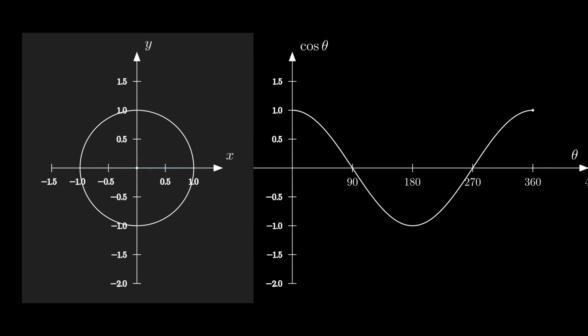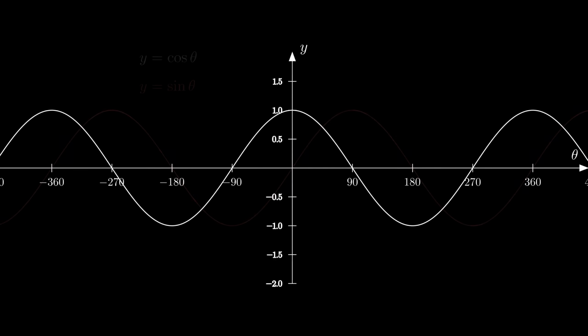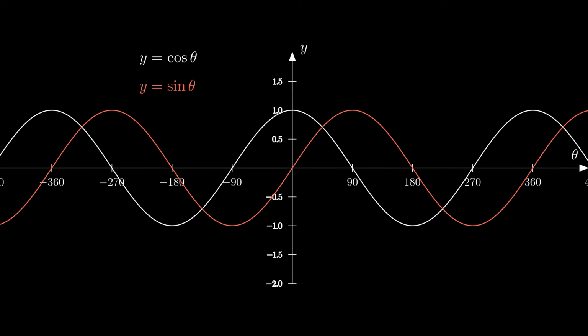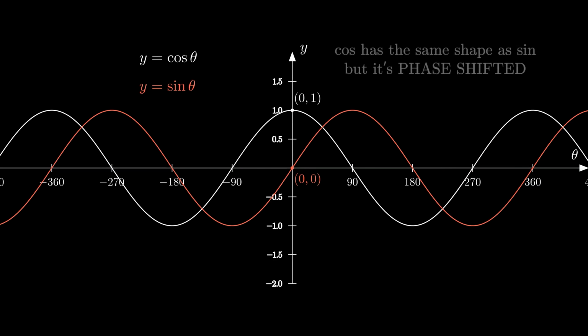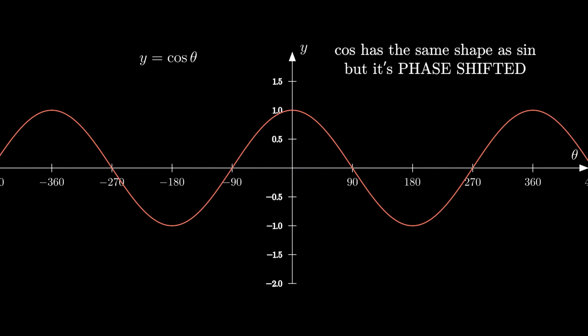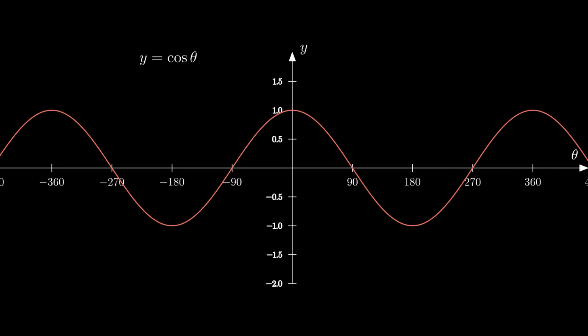If we plot these x values over angle, we get the cosine wave. The key difference is the starting point. Cosine begins at its maximum value, whereas sine begins at 0. The cosine wave has the same smooth, repeating shape as the sine wave, but it's phase shifted. It's essentially the same curve, just shifted to the left or right. Therefore, the domain and range remain the same as well, negative infinity to infinity and -1 to 1.